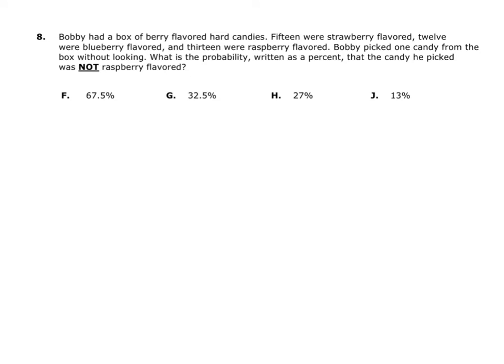Number 8 says, Bobby had a box of berry-flavored hard candies. 15 were strawberry-flavored, 12 were blueberry-flavored, 13 were raspberry-flavored. Bobby picked one candy from the box without looking. What's the probability, written as a percent, that the candy he picked was not raspberry-flavored? So first we got to figure out how many total candies we have. So we have 15 strawberry, 12 blueberry. Let's add those together. Get 27. And then we have 13 raspberry. So we have 40 total candies.